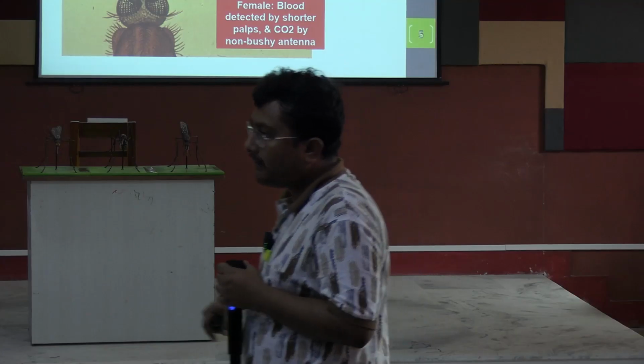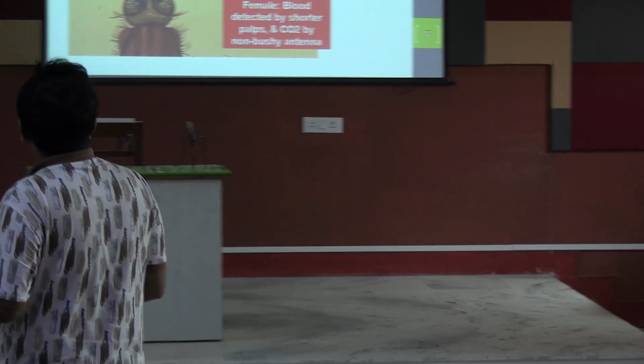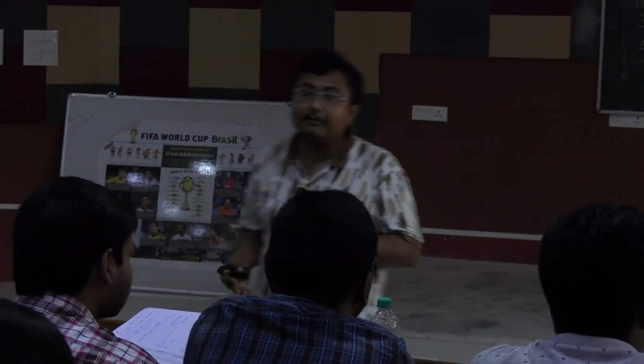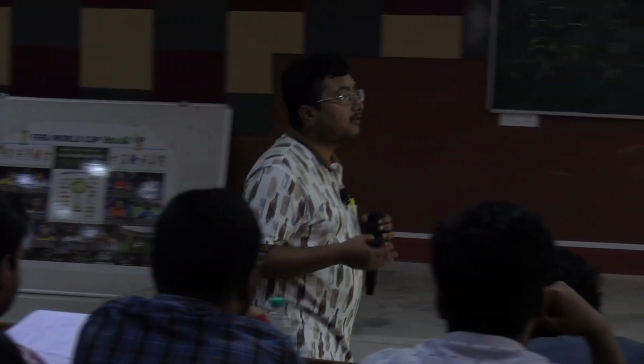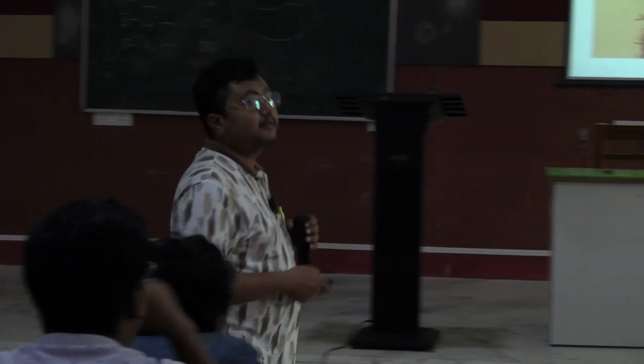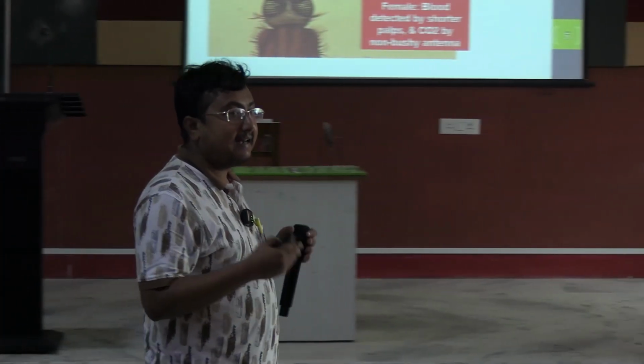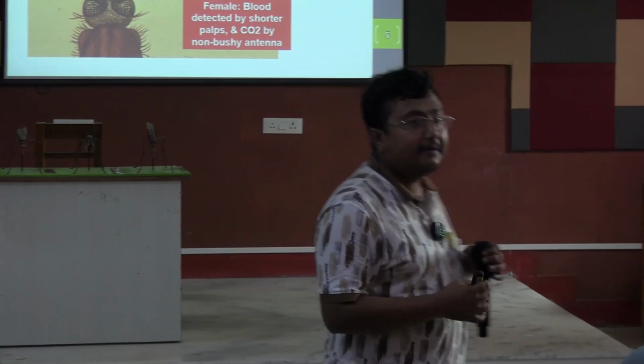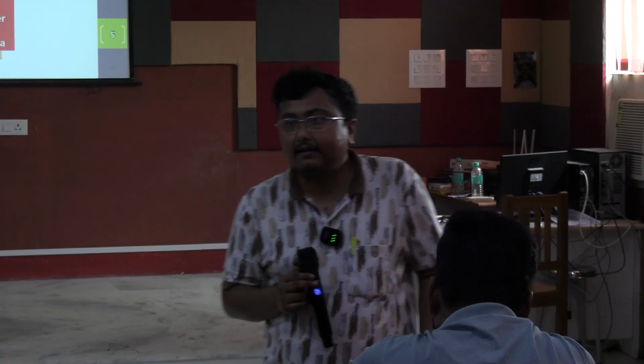And to detect blood they have shorter palpi, and the antennae can also distinguish carbon dioxide. The source of carbon dioxide obviously has blood. That is how they have evolved. In Jurassic Park, at first, dinosaur DNA was obtained from a mosquito, right? That's how the movie started.